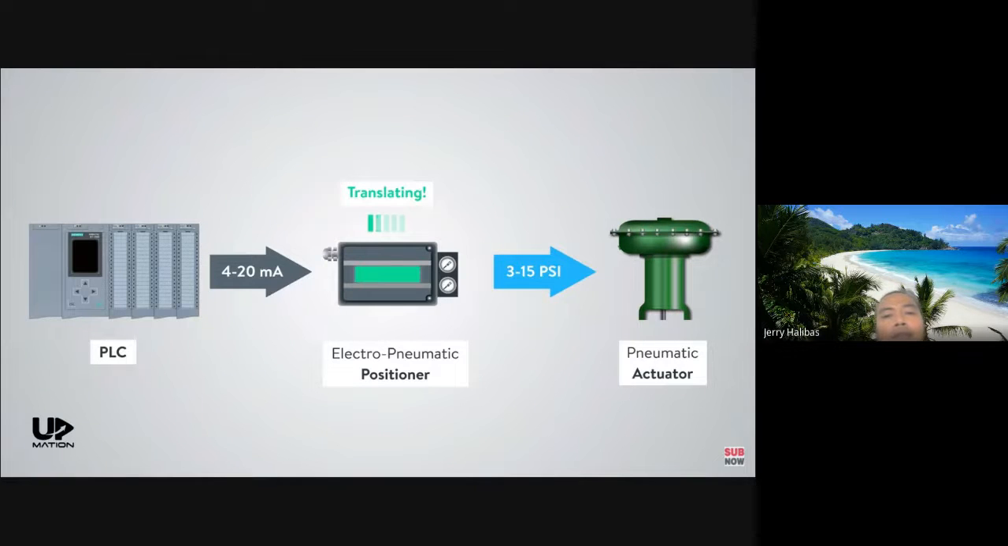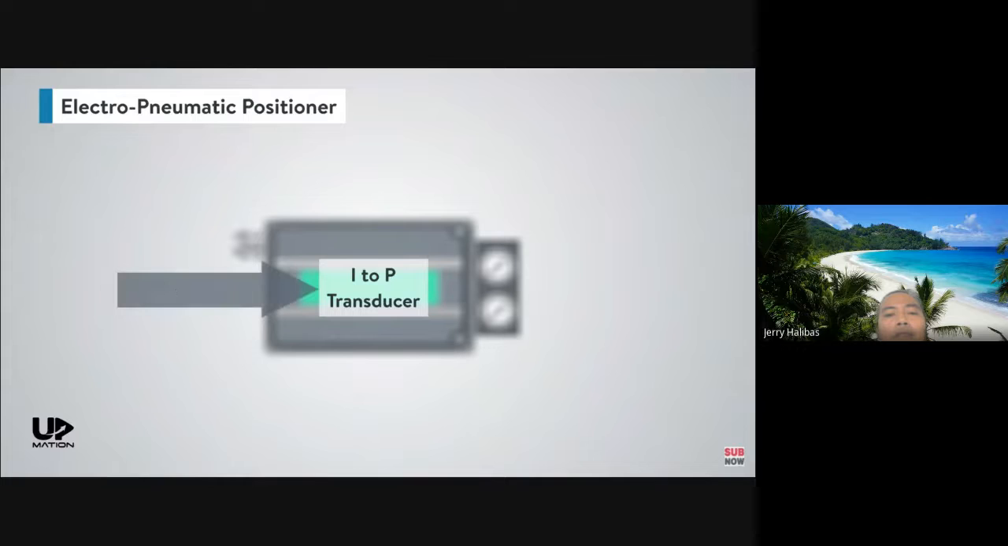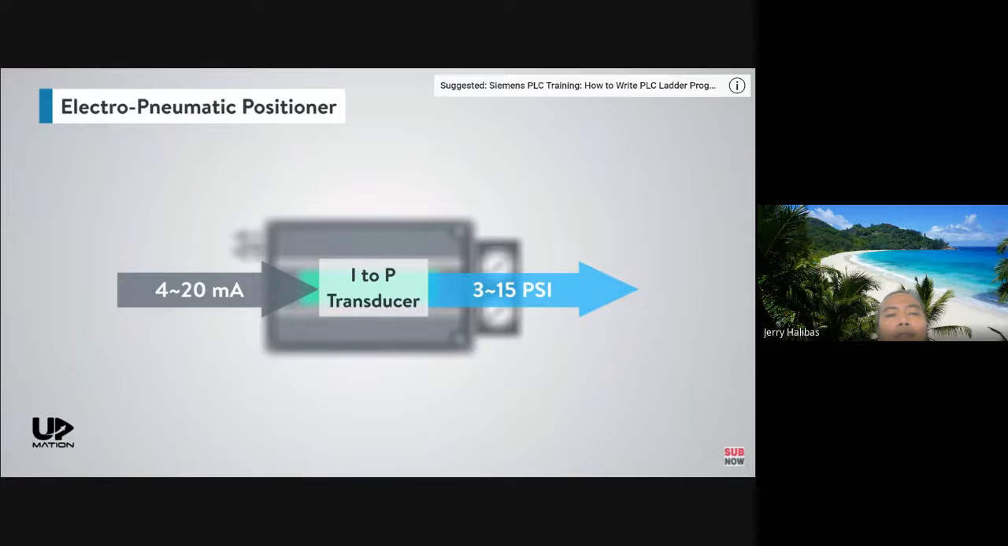But how does it happen? Well, inside of this positioner, we have a converter unit, which is called an I2P transducer. In fact, this transducer converts the 4 mA DC current to a 3 psi air pressure, and the 20 mA DC current to a 15 psi air pressure. And of course, they are proportional in the middle range. We call 3 to 15 psi air pressure the pneumatic signal.